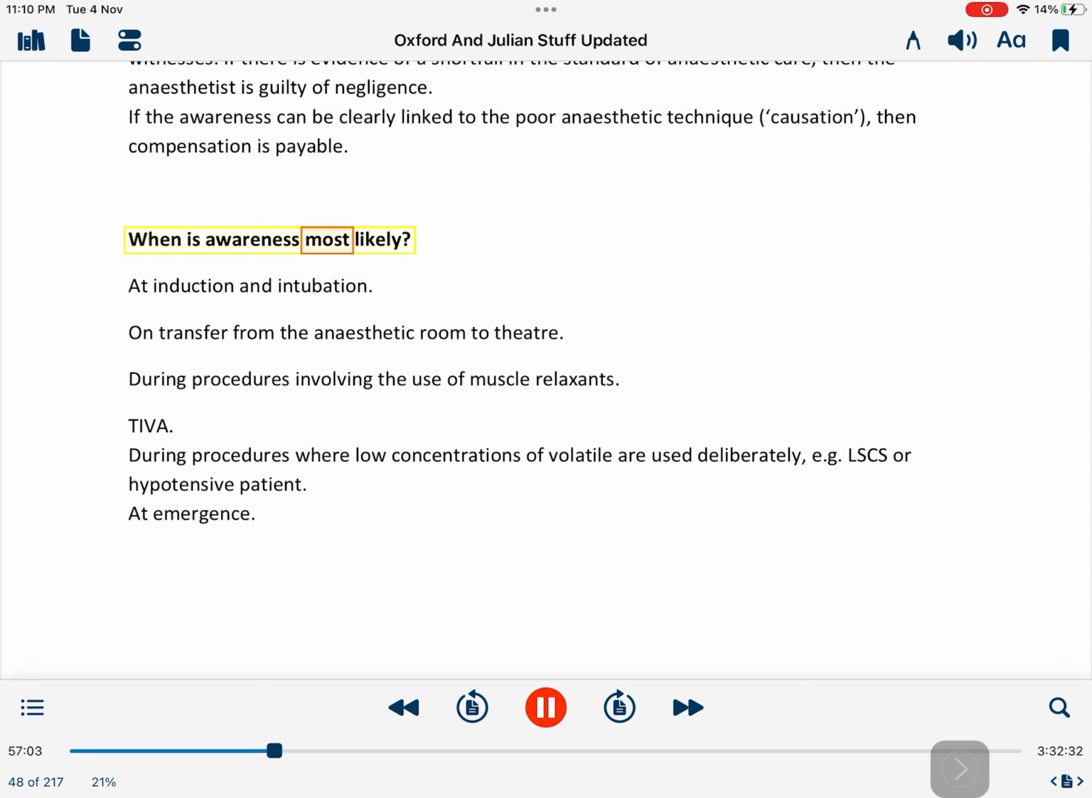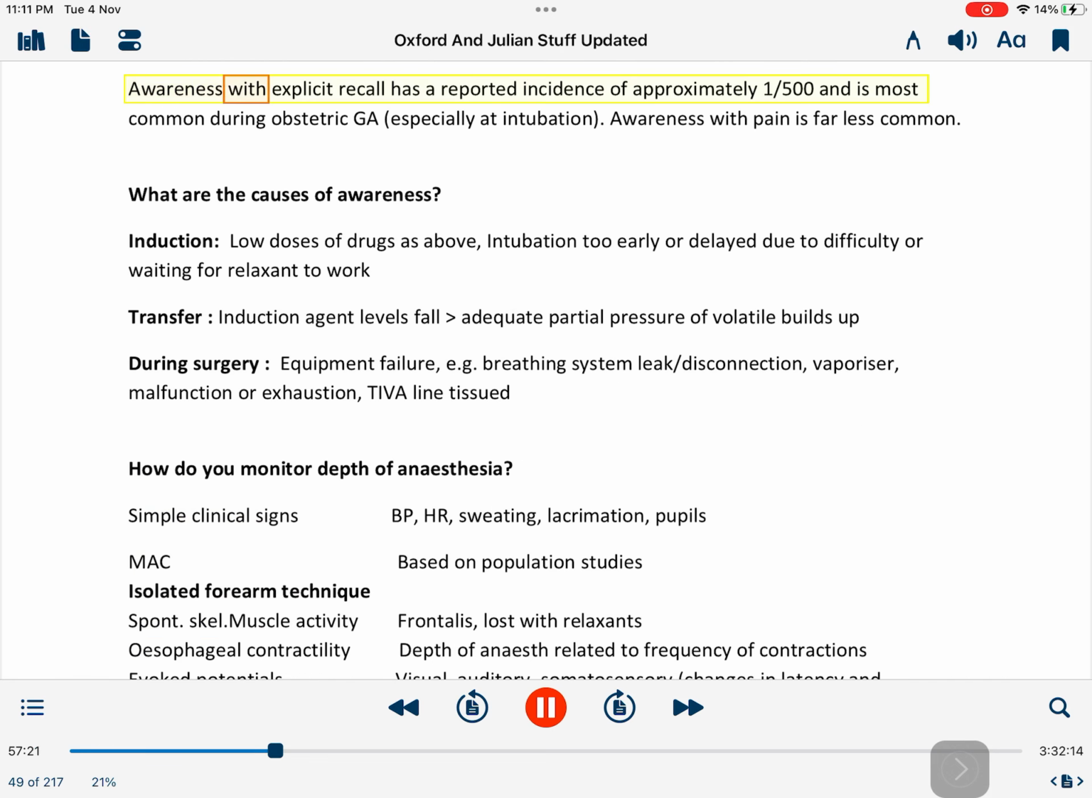When is awareness most likely? At induction and intubation, on transfer from the anesthetic room to theater, during procedures involving the use of muscle relaxants, TIVA. During procedures where low concentrations of volatile are used deliberately, e.g., LSCS or hypotensive patient, at emergence. Awareness with explicit recall has a reported incidence of approximately 1/500 and is most common during obstetric GA, especially at intubation. Awareness with pain is far less common.